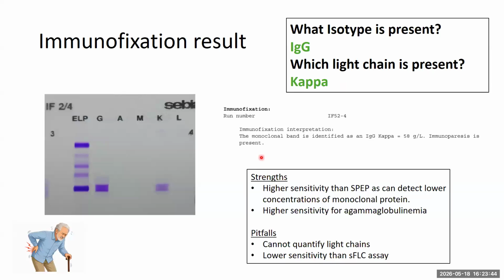So urine protein electrophoresis follows exactly the same principles to assess for Bence-Jones monoclonal protein. Some of the strengths of immunofixation is that it has a higher sensitivity than SPEP, as it can detect lower concentrations of monoclonal protein, and it has a higher sensitivity for detecting agammaglobulinemia, as we previously alluded to. Some of the pitfalls is that immunofixation is a qualitative test, so it cannot quantify light chains, and it has a lower sensitivity than the serum-free light chain assay.